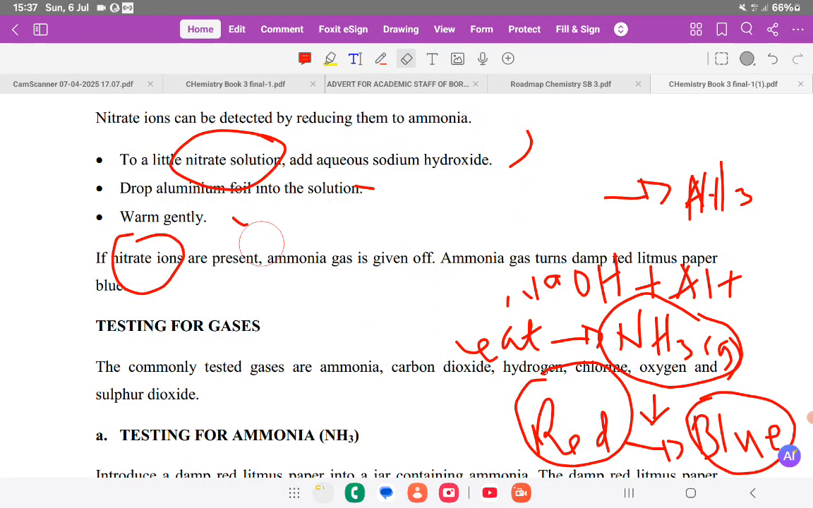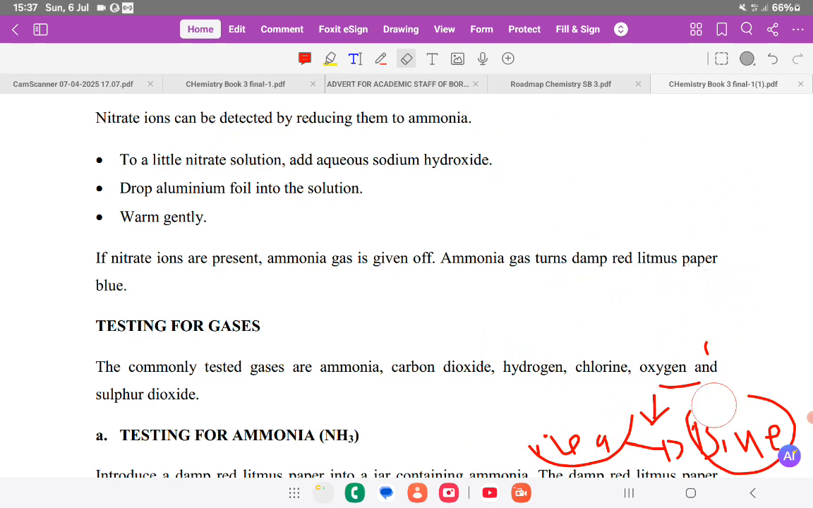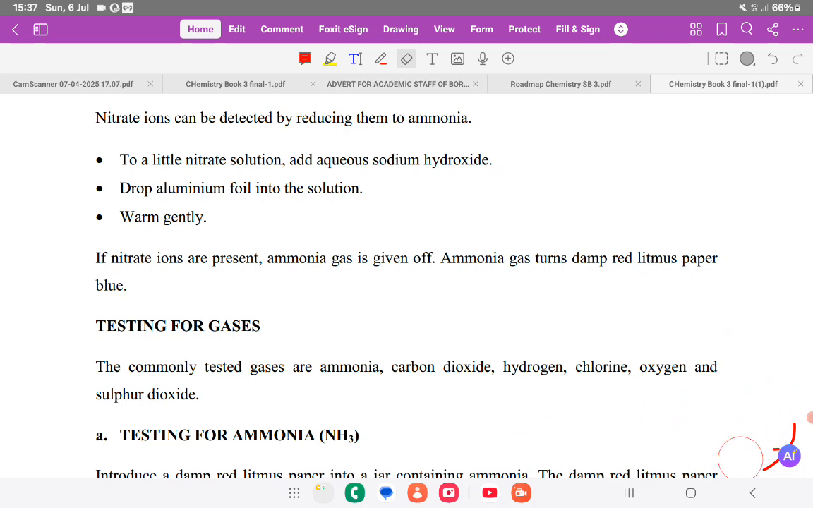So once again, the procedure is a simple one. Of course, it involves a series of steps. One, you take the solution that you suspect to contain nitrate ion, then add sodium hydroxide to it. Then you put a piece of aluminium foil into the solution and heat it. So the product is going to be ammonia gas.